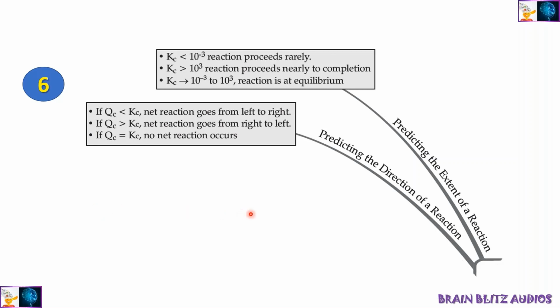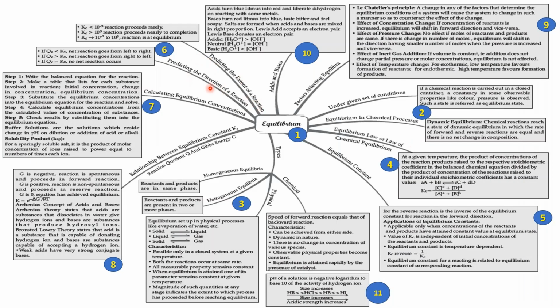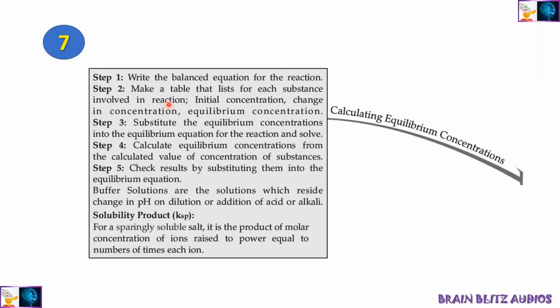So that concludes this part. From predicting the extent of a reaction and the direction of a reaction, we will move on to the steps of calculating equilibrium concentrations. The first step for calculating equilibrium concentrations is to write the balanced equation for the reaction. The second step is to make a table that lists, for each substance involved in the reaction, values such as initial concentration, change in concentration, and equilibrium concentration.